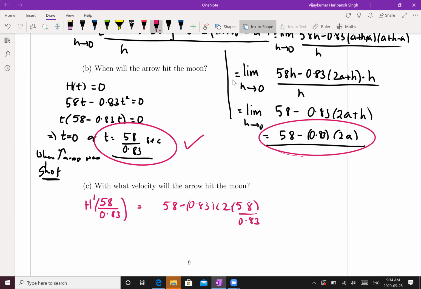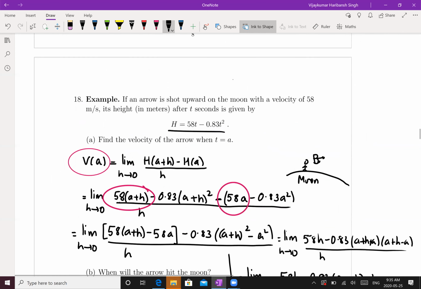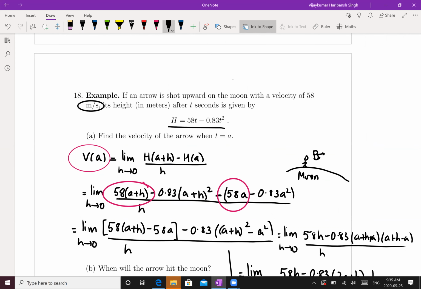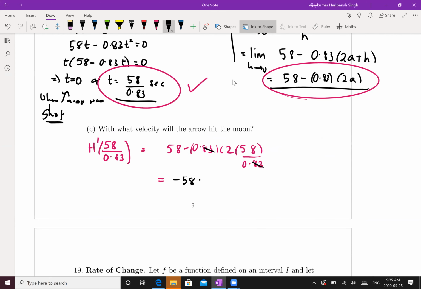If you want to simplify this, you can go ahead and simplify: this 0.83 and this 0.83 will cancel. 58 minus 2 times 58 is going to be minus 58. And what are the units? The units are measured in meters per second. So we'll have minus 58 meters per second. The negative sign indicates that it is in the negative direction. So this form is a calculator-ready form. We expect in the exam that you are having a calculator-ready form, right? So you see that your derivative gives the velocity.